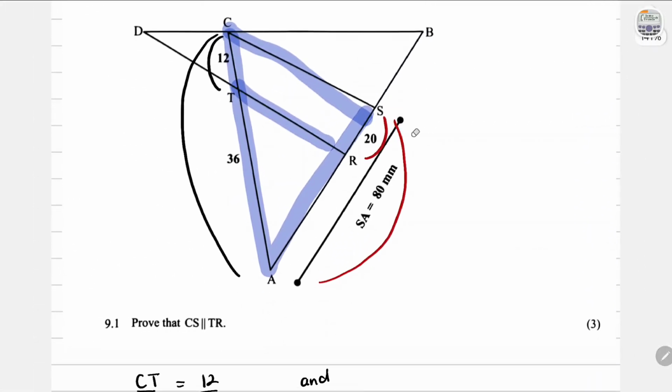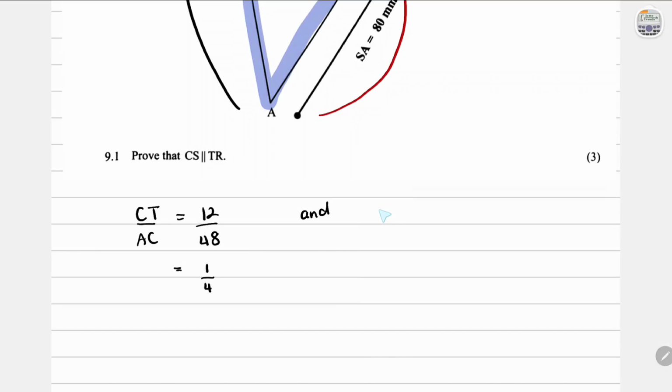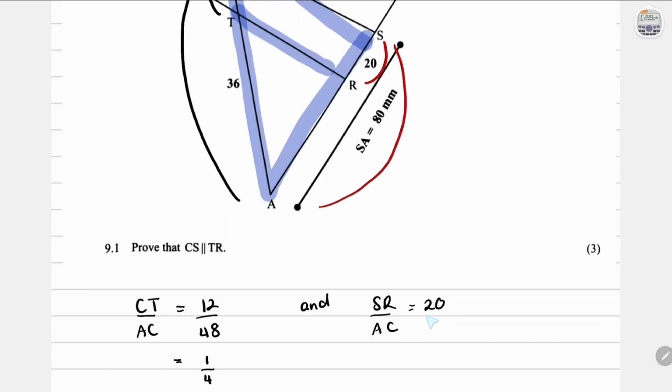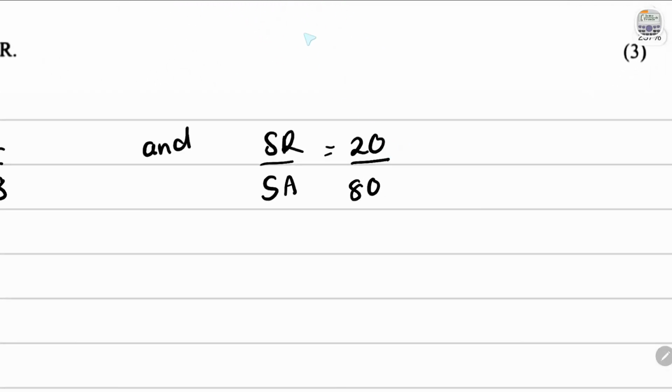Then we can also check those proportions in that order. So SR over AS, or SA. Let's see what that gives us. That is 20 over the full length of SA. I don't know why I wrote AC, which is 80. And as you can see, 20 can go into 80 four times. So that is 1 over 4.